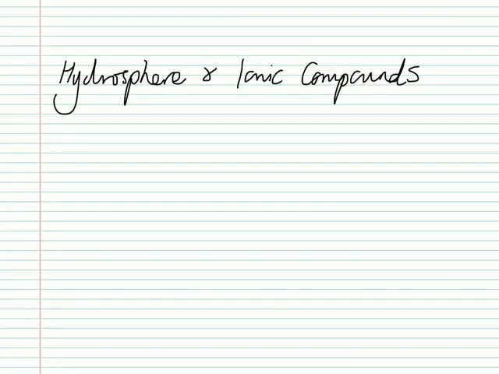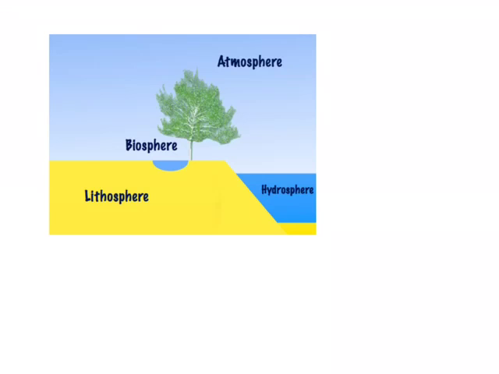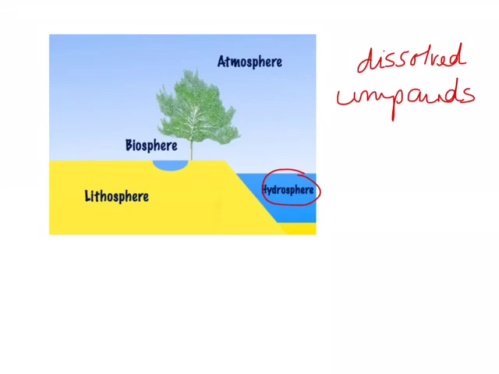This video is about the hydrosphere and ionic compounds that are contained within it. The Earth's hydrosphere consists of all the water in the oceans, seas, lakes, rivers, and so on. It also contains any compounds that are dissolved in that water. Most of the dissolved compounds in water are ionic compounds called salts. That's why seawater is said to be salty.